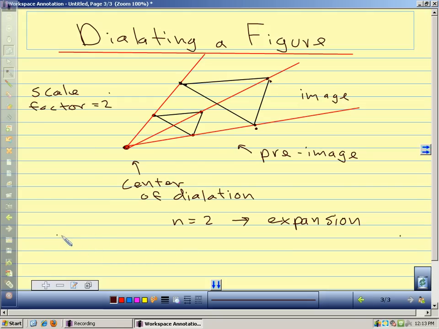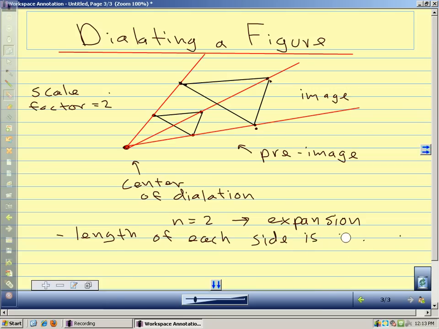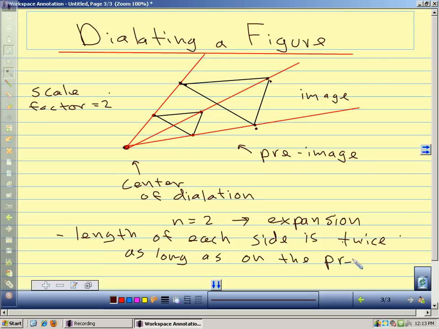And just as a note, I'm going to write here at the bottom that the length of each side is twice as long as on the pre-image.